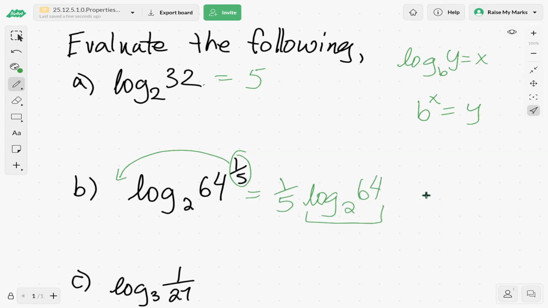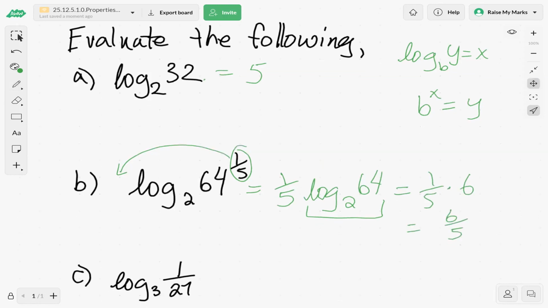I think that's 6. Let's give that a try. 2 raised to the power 6 is indeed 64. So we have 1/5 times 6. That's our answer: 6 over 5. Good. All right, next one.